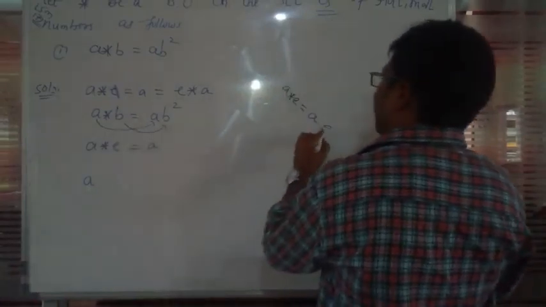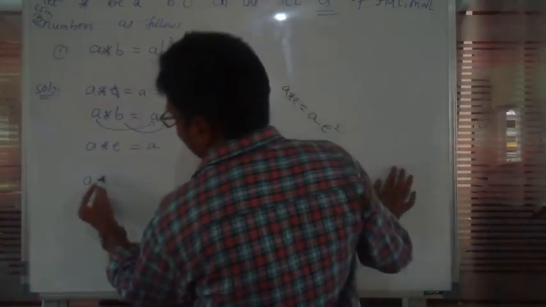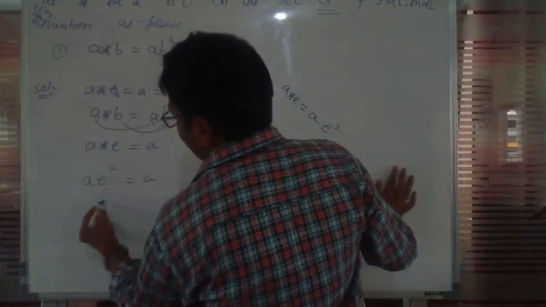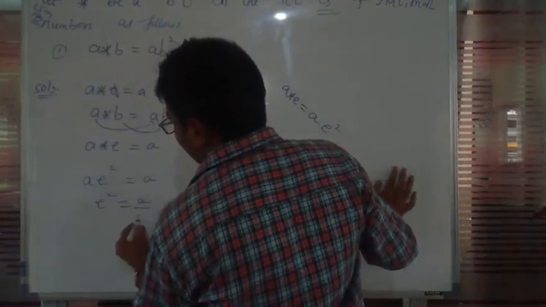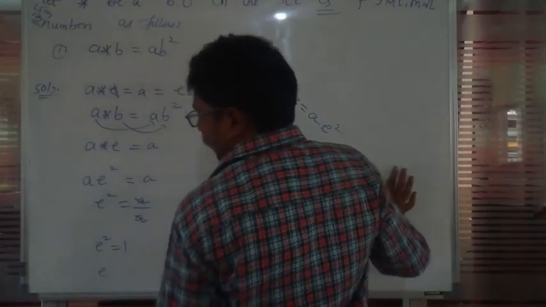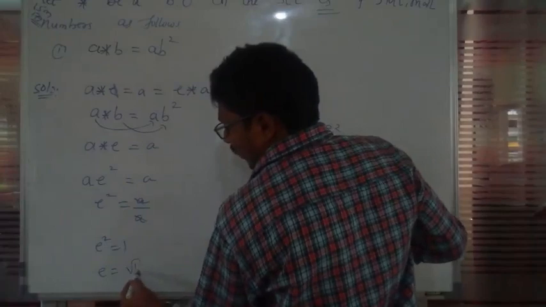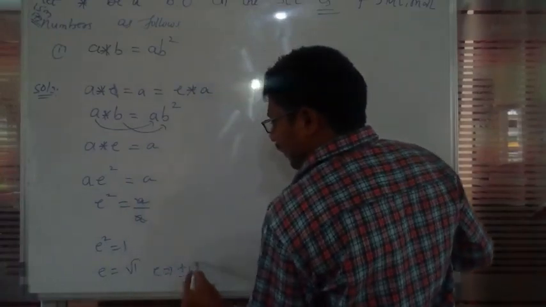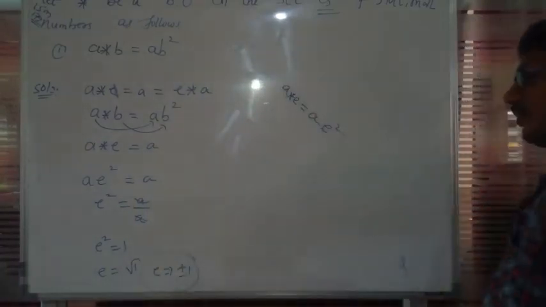Wherever there is a B, I have to fill up E. A E square is equal to A. E square is equal to A divided by A. It cancels. E square is equal to 1. Taking the root, root 1. E is equal to plus or minus 1.